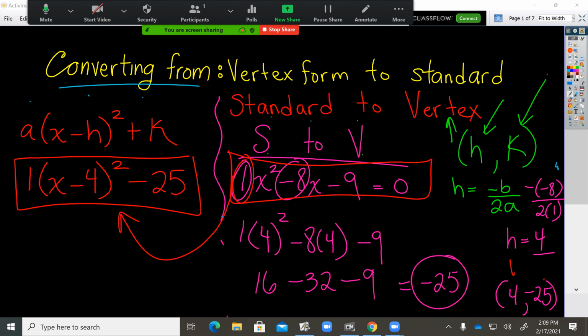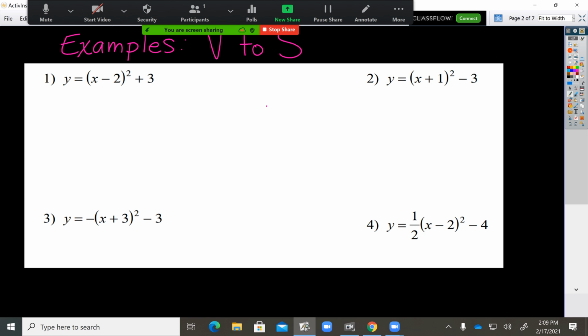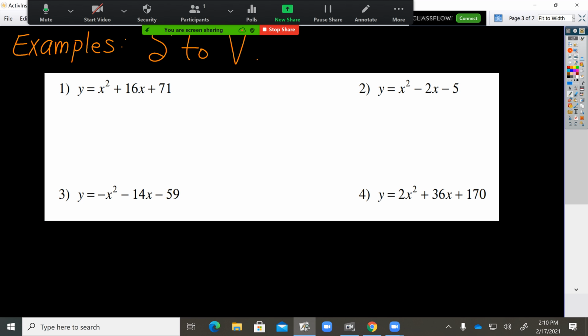All right, let's move on to the next page. So on the next page, I just put 4 examples. So what I'm going to do is do the first 2 examples with you and leave these next 2 for you to try on your own later on watching the video. Same thing is going to happen on the next page. On the next page, we're going to go from standard to vertex form. I'm going to do the first 2, let you do the last 2 as practice questions.